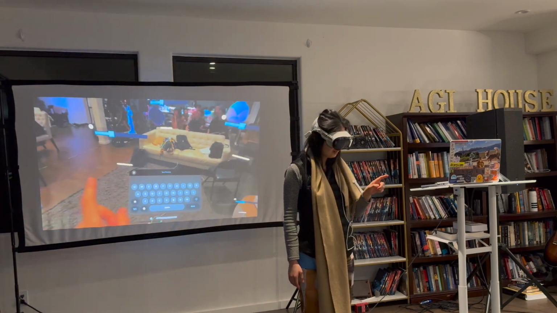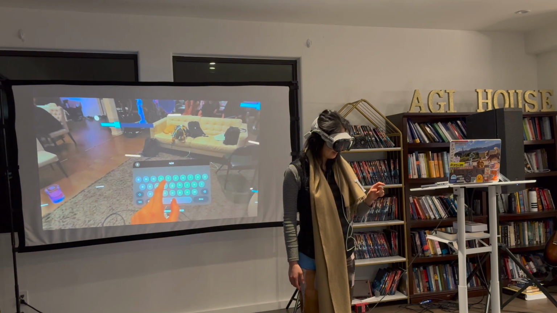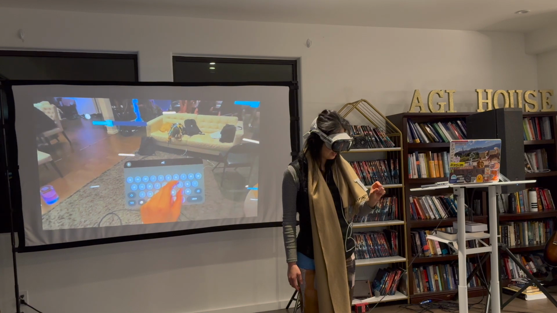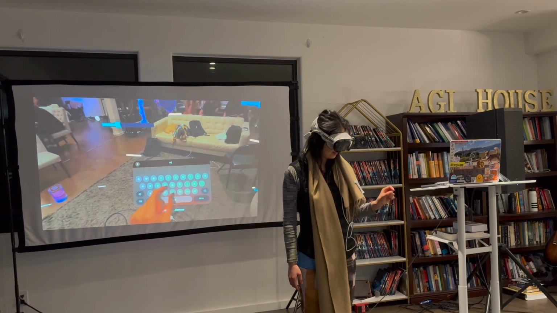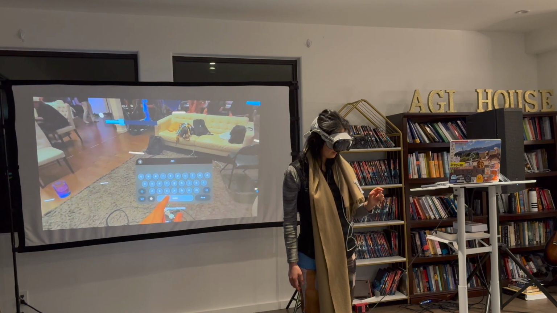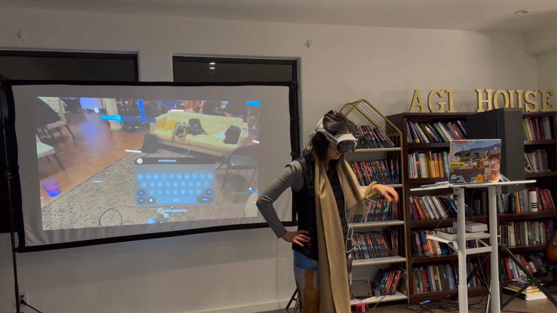AGI duck. What does that look like? I know AGI is one of those acronyms that mean different things in different fields. Maybe it should be artificial general intelligence. Artificial general intelligence. Yeah, let's see what it renders. AGI neurons.